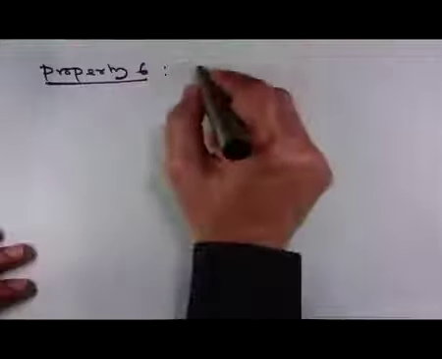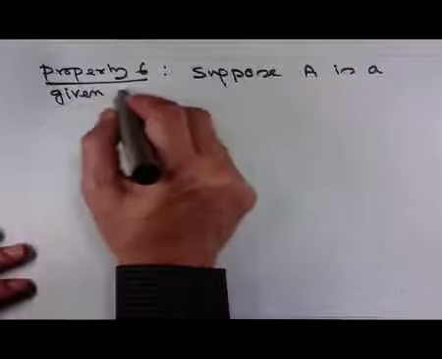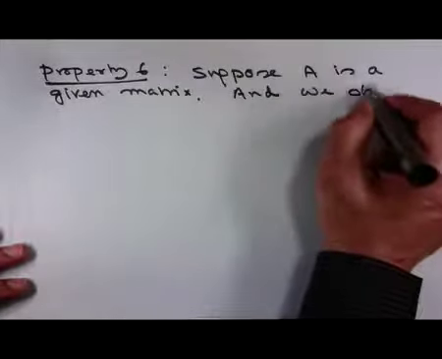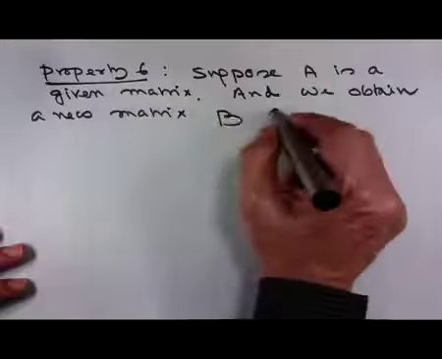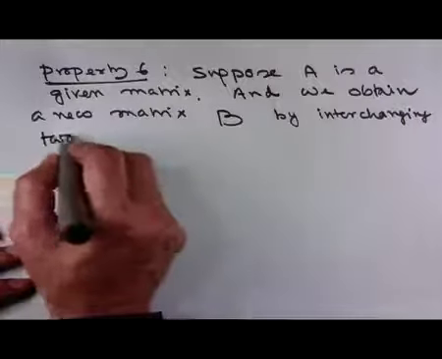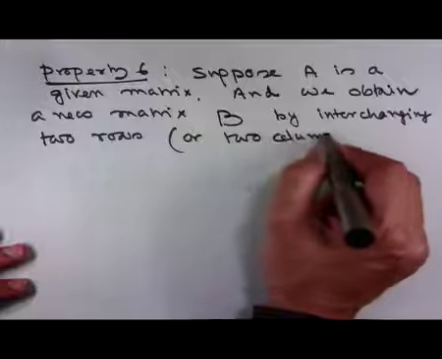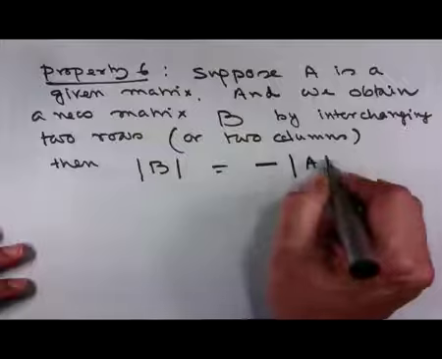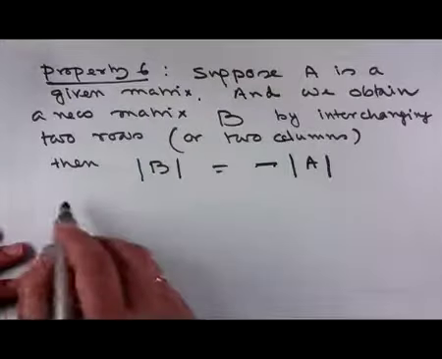Property 6. Suppose A is a given matrix and we obtain a new matrix B by interchanging two rows or two columns, then the determinant of B is equal to minus the determinant of A. That is, the value will remain the same, but the sign will change. Let me illustrate it.